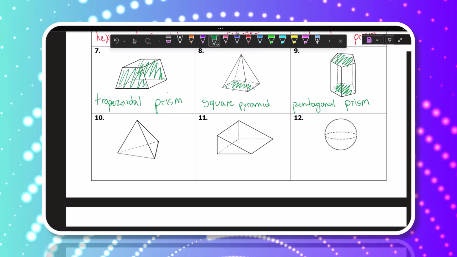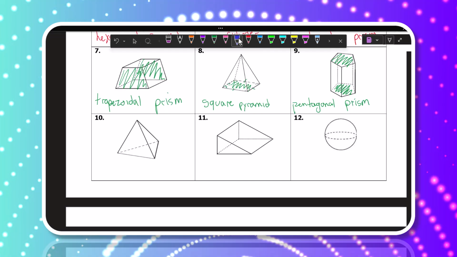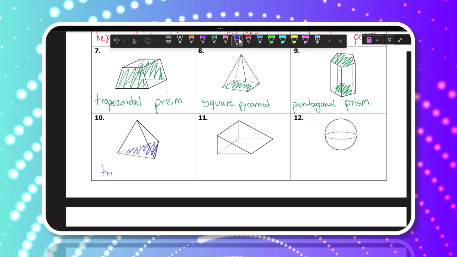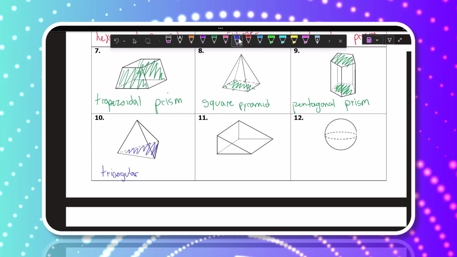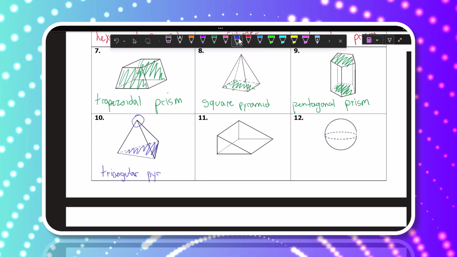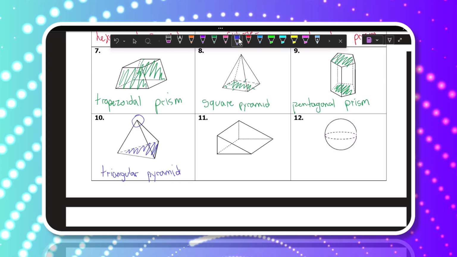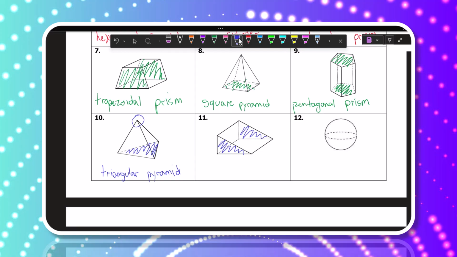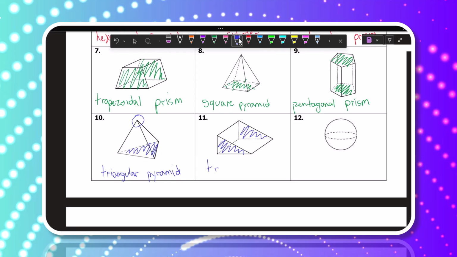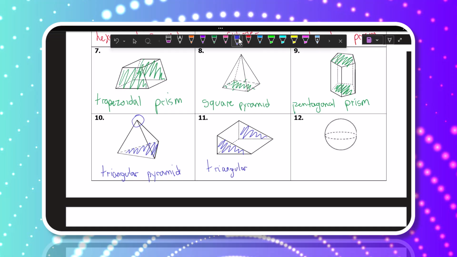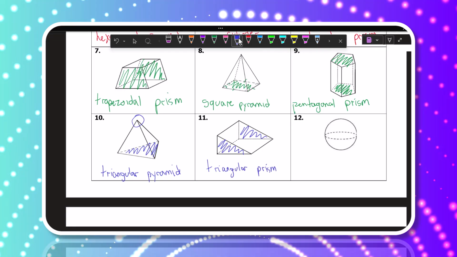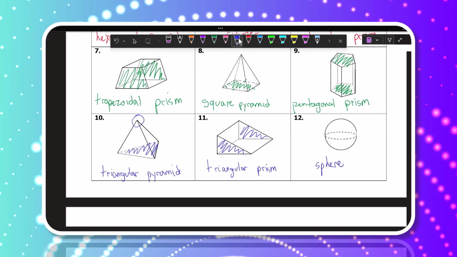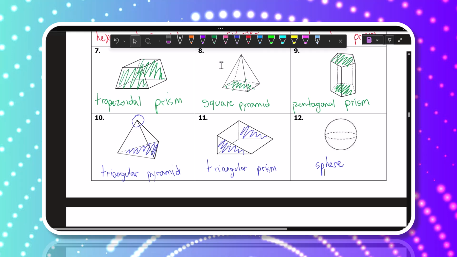And then to finish this off, number 10, well, our base is down here. So this is triangular something. That's our base. And it's a pyramid because, again, it comes to a point. Number 11, we got the base, we got the base. They're two congruent sides and parallel. So again, this is a triangular prism. And of course, number 12, hopefully is very obvious. It's a sphere. So that's how we name them.